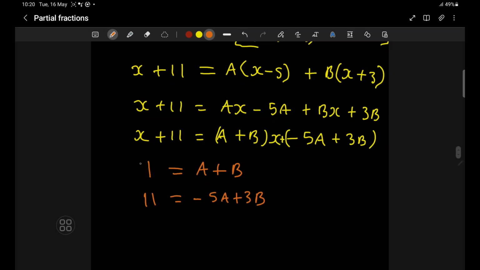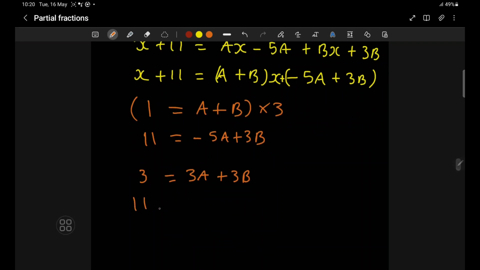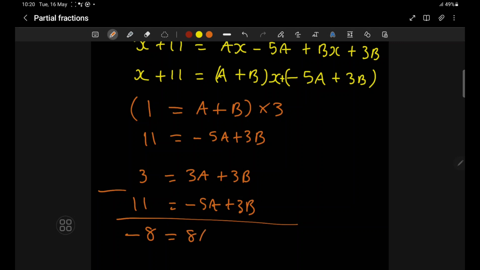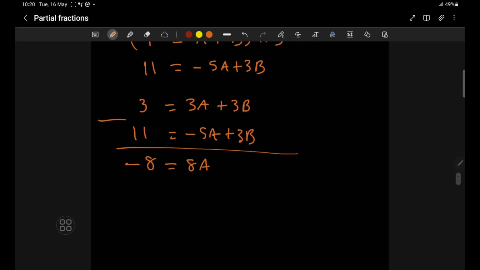So we can multiply maybe this one with 3. So at least it becomes 3 is equal to 3a plus 3b. Then we're having 11 is equal to negative 5a plus 3b. Then we can subtract throughout. So that is negative 3 minus 11, we'll have negative 8 is equal to 8a, then this is 0. So a is equal to negative 1.